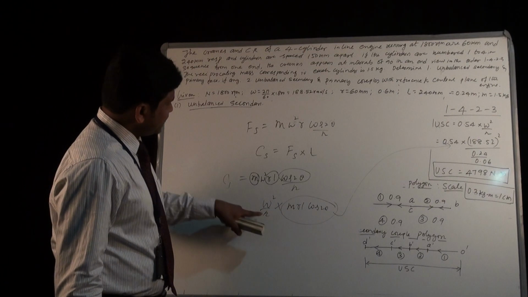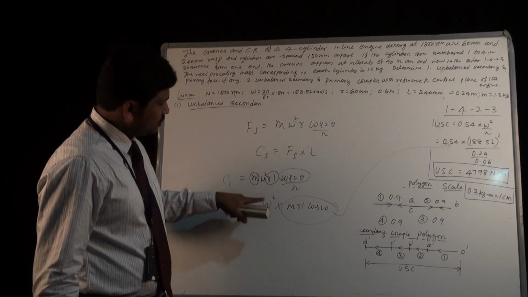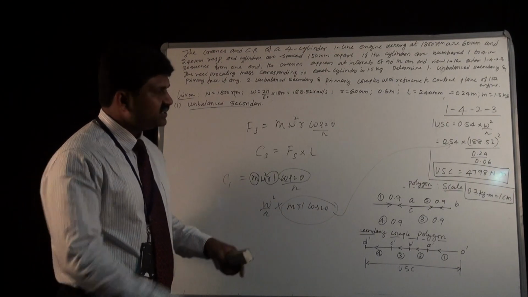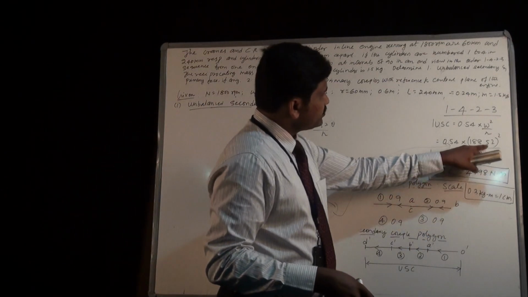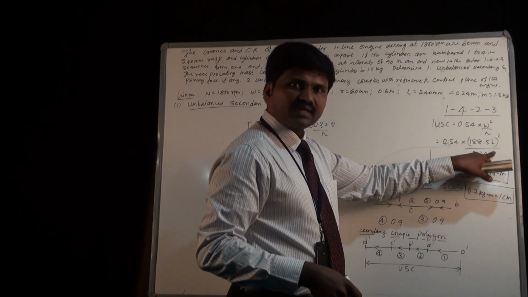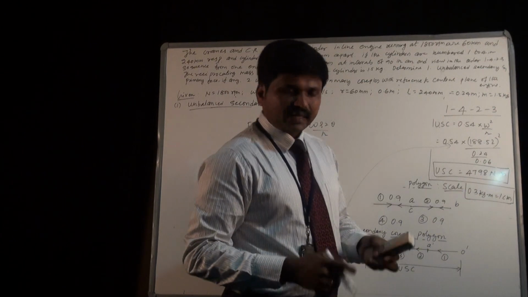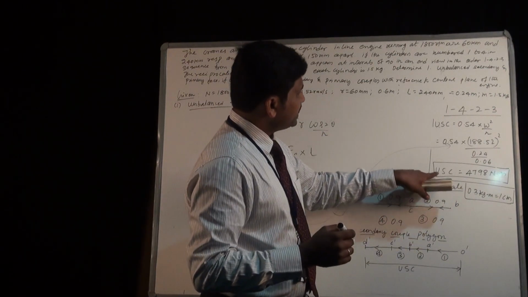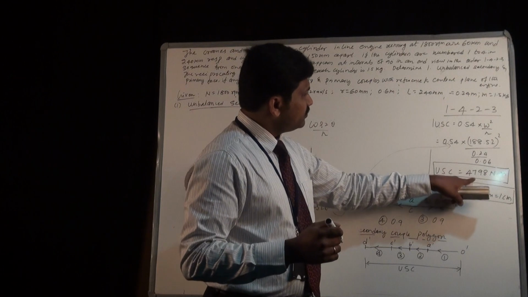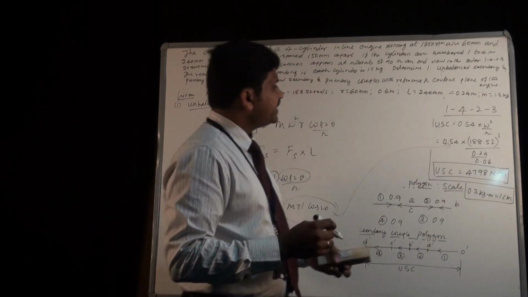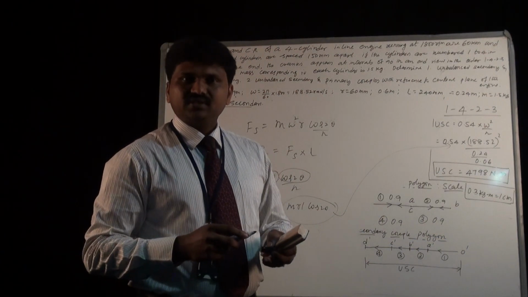That is multiplied by omega square by n. Omega is the angular velocity, and n is the L by R ratio, the length of the connecting rod to the radius of the crank. If you simplify, you will get an unbalanced secondary couple of 4798 Newton meter. So this completes the solution.